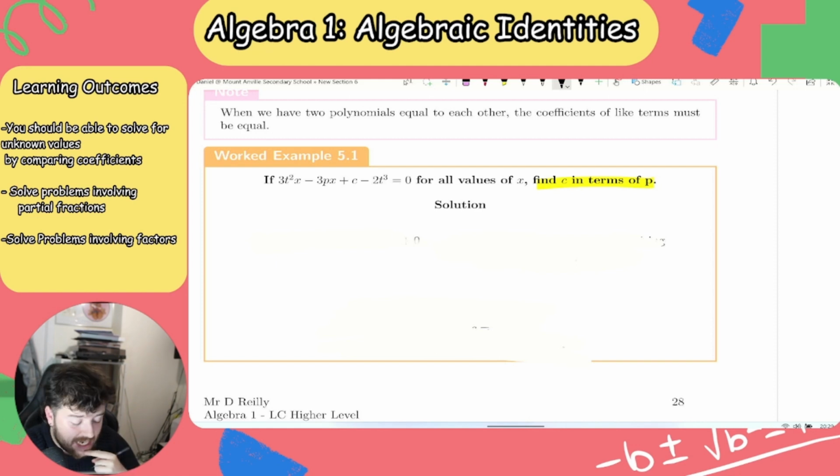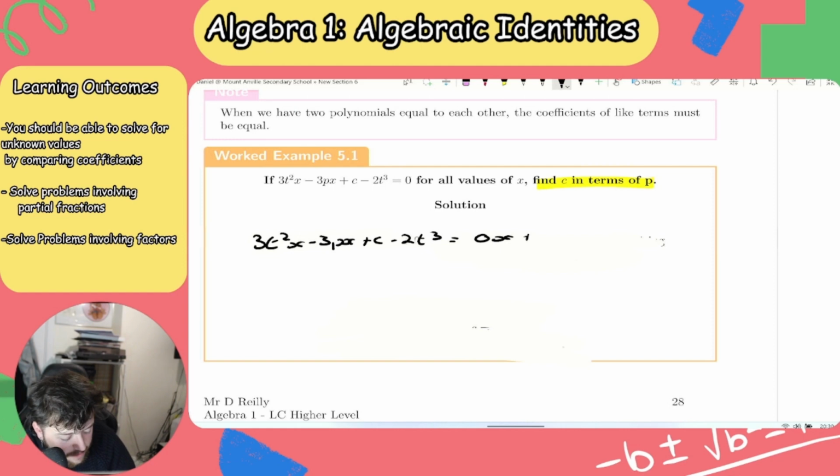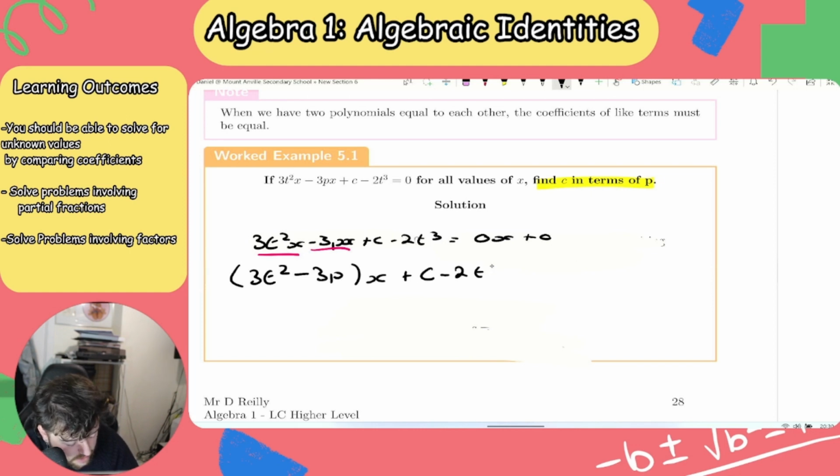So I'm going to rewrite that now because I don't have the x's on my right hand side. I'm going to write that as 0x plus 0. I'm going to rewrite it like that. Now, I'm going to gather and factor out my x's here. I'm going to gather and equate my like terms. So I see here I have 3t squared x minus 3px. I'm going to factor out an x there. So I have 3t squared minus 3p times x plus c minus 2t cubed is equal to 0x plus 0.